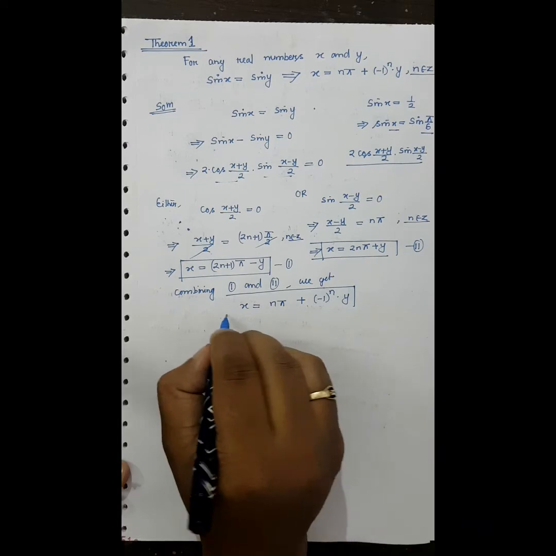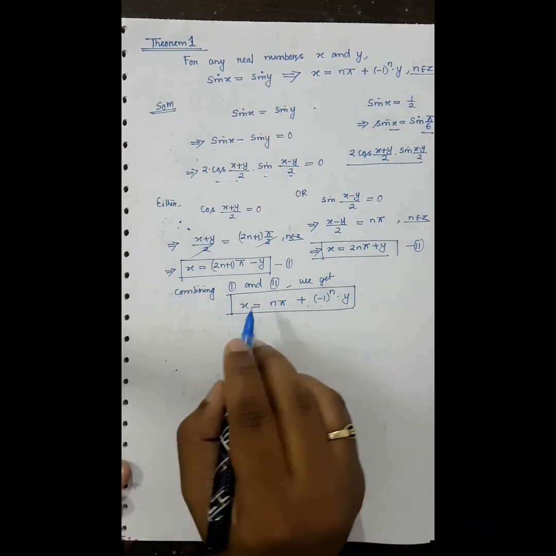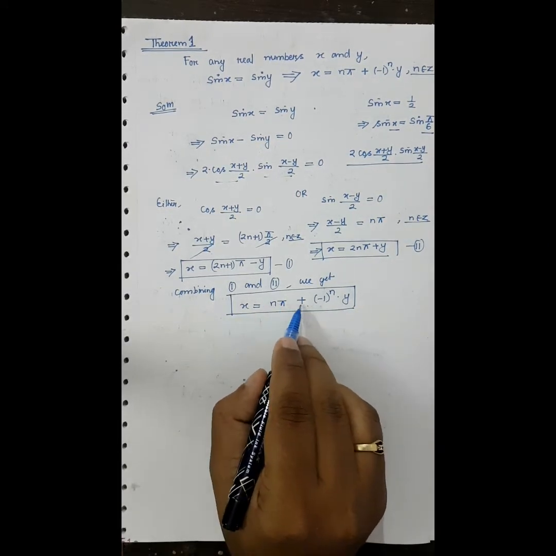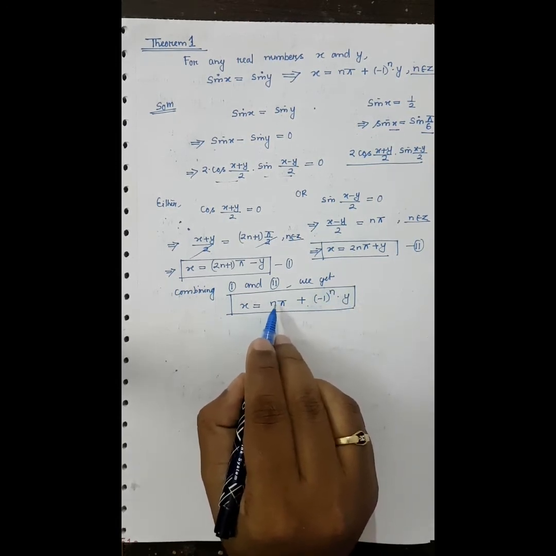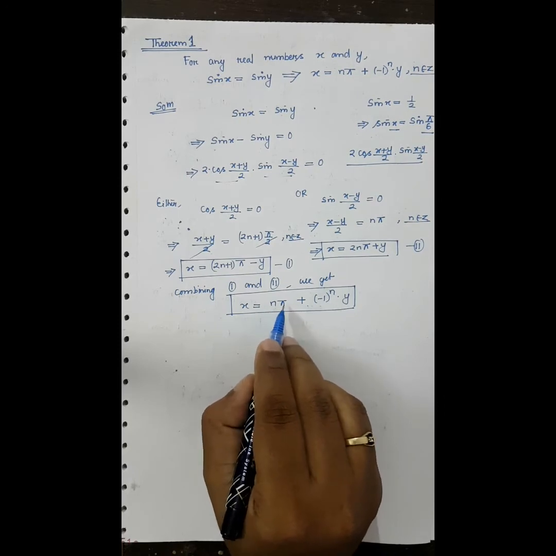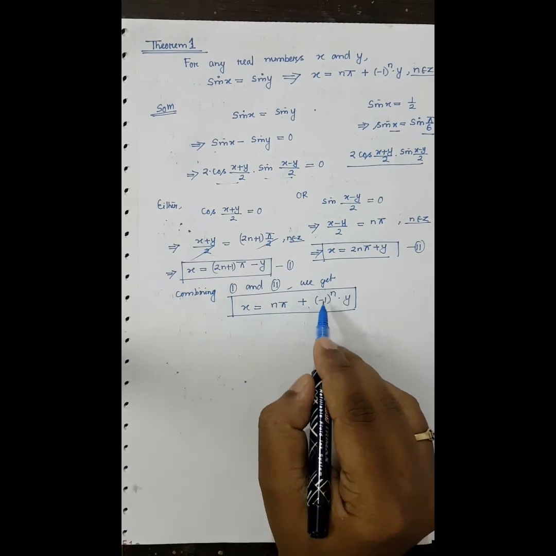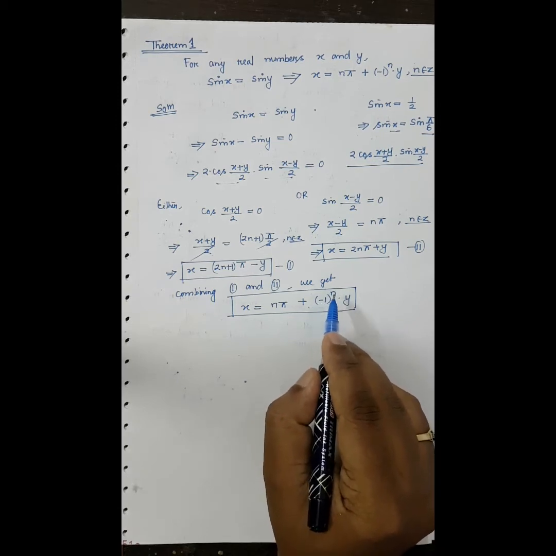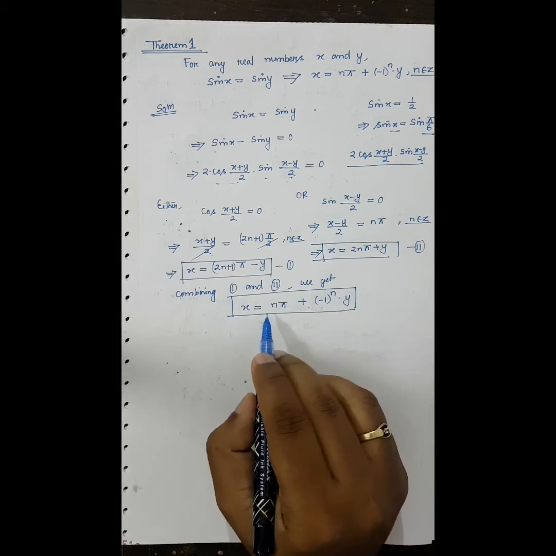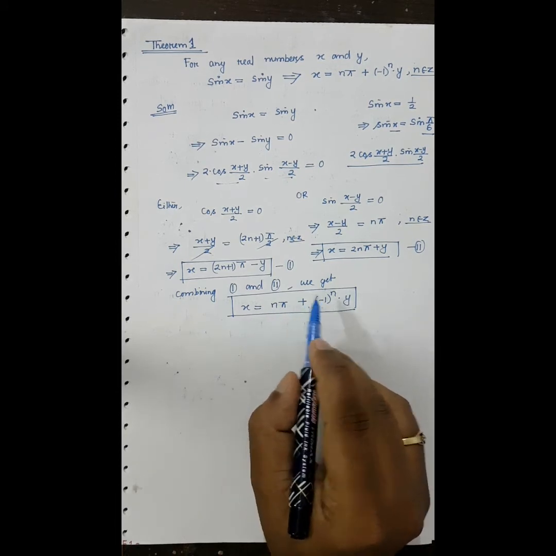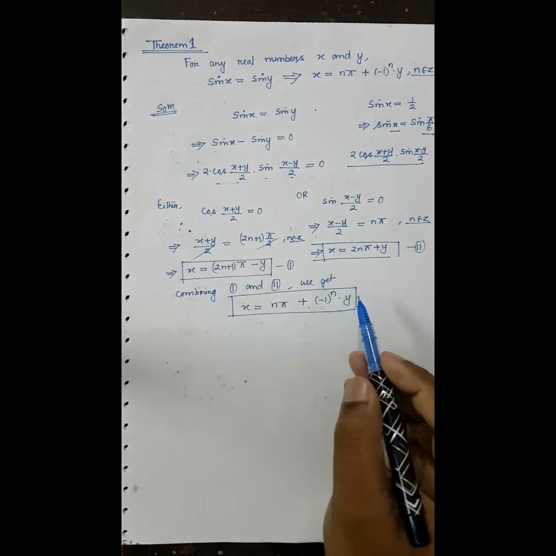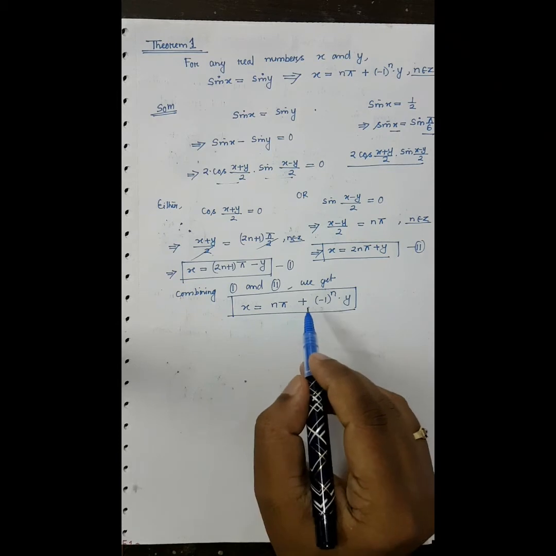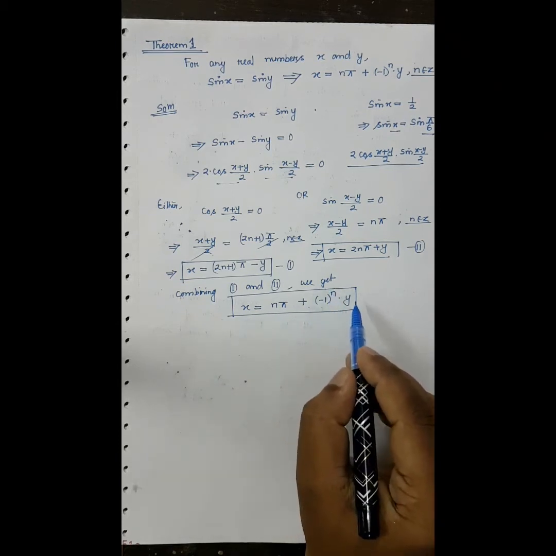Whenever you combine number 1 and number 2, we get x equal to n pi plus (minus 1) to the power n into y. For even number, it is 2 into pi, 4 into pi, 6 into pi, etc. Whenever the power of minus 1 is an even number, it is positive. Suppose it is minus 1 square, minus 1 to the power 4, it is positive. And whenever n is an odd number, this is negative, right? So for odd number, it is negative. For even number, it is positive. So we can write x equal to n pi plus (minus 1) to the power n into y.